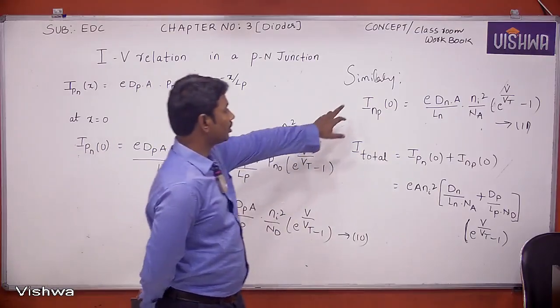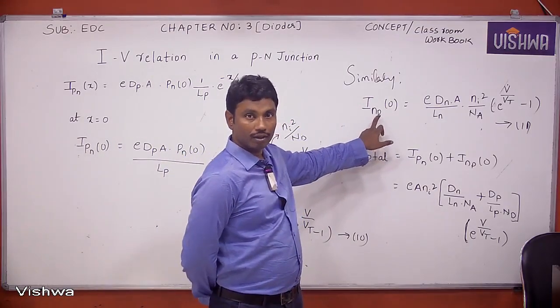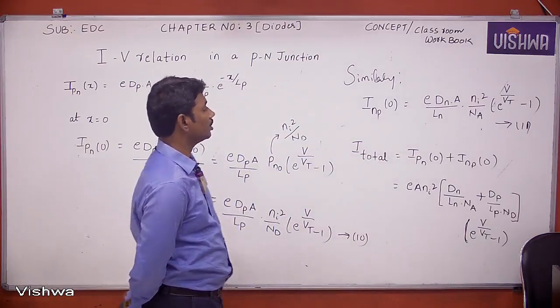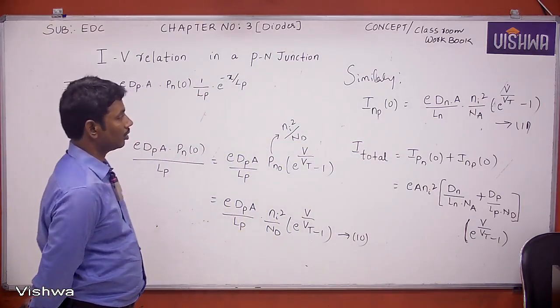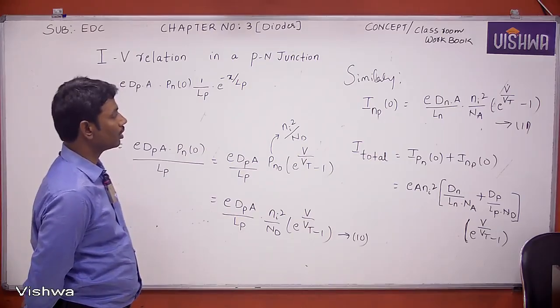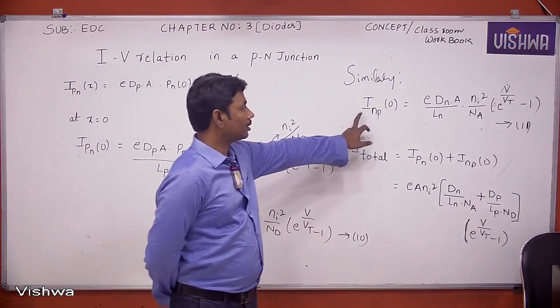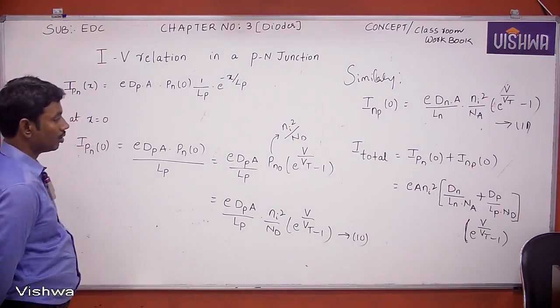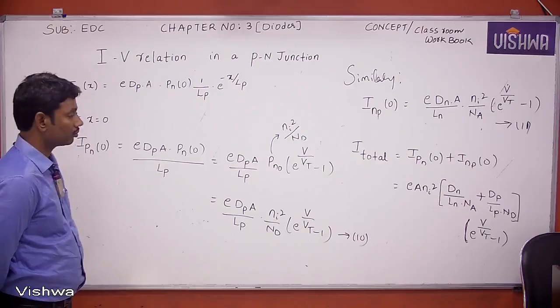Here, similarly, it can be written as the electron current density at x equal to 0. The statement electron current density means hole current, right? Similarly the hole current. Electron current density at x equal to 0. Copied, right? Still copying.